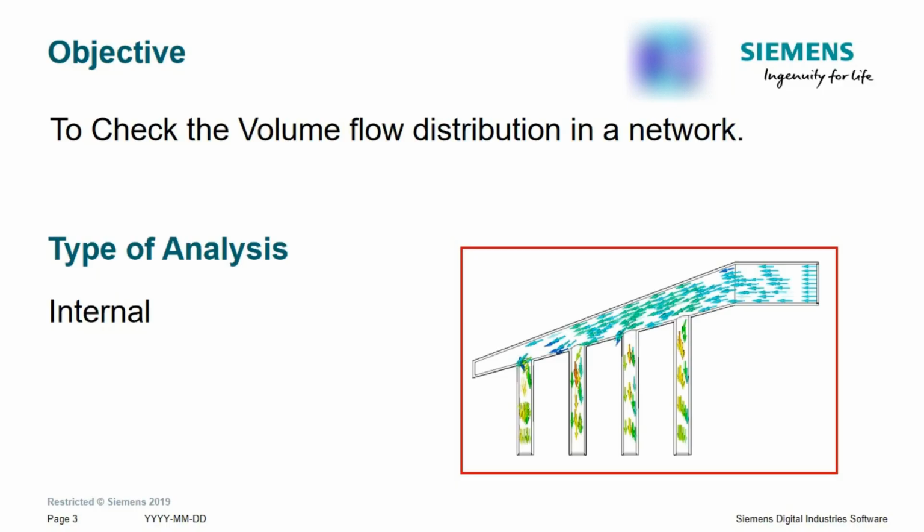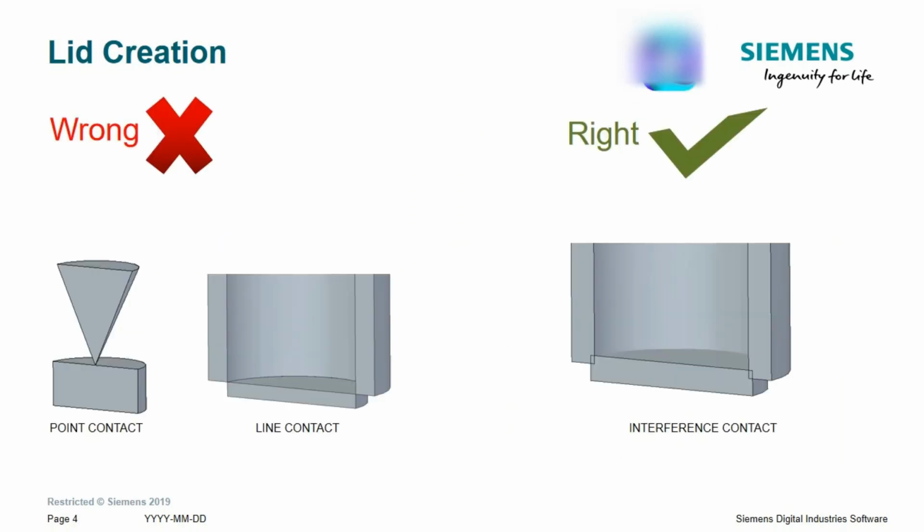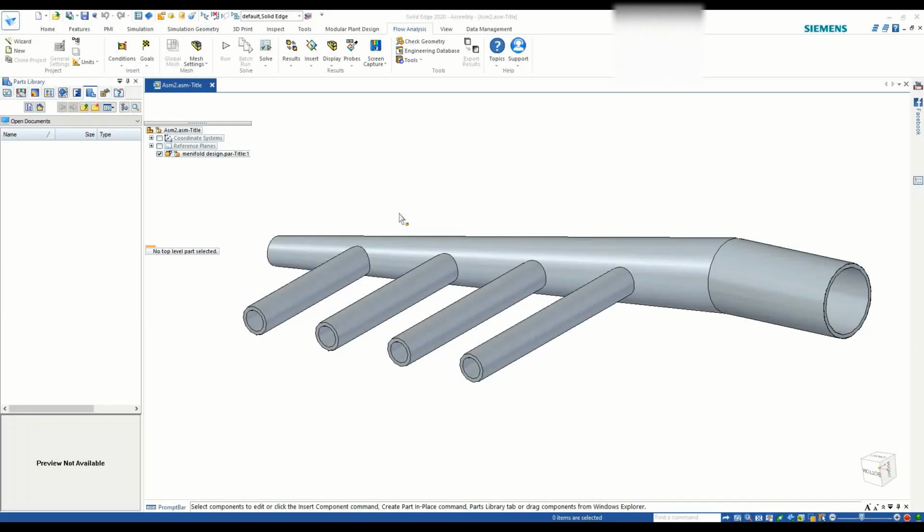So our objective for today's session is to check volume flow distribution in a network, which is an internal analysis. So let's see the lead creation. In the lead creation, we have some problems. Sometimes we create point contact and line contact, which is not correct. We have to make an interference contact kind of lead, which can give you access to the internal fluid region.